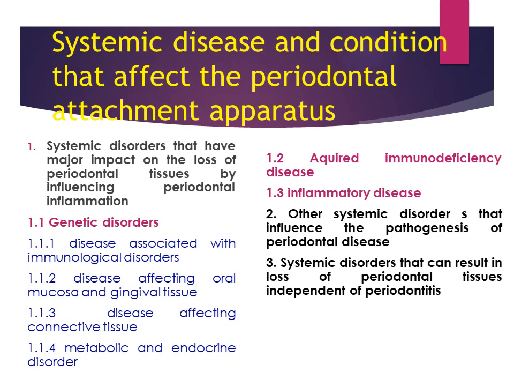Third, we have systemic disorder that can result in a loss of periodontal tissue independent of periodontitis. In this condition, we don't have periodontitis, but destruction occurs due to interference of other diseases and conditions that affect the periodontal tissue. For example, neoplasm, malignant or metastasis neoplasm, and other disorder that affect the periodontal tissue.